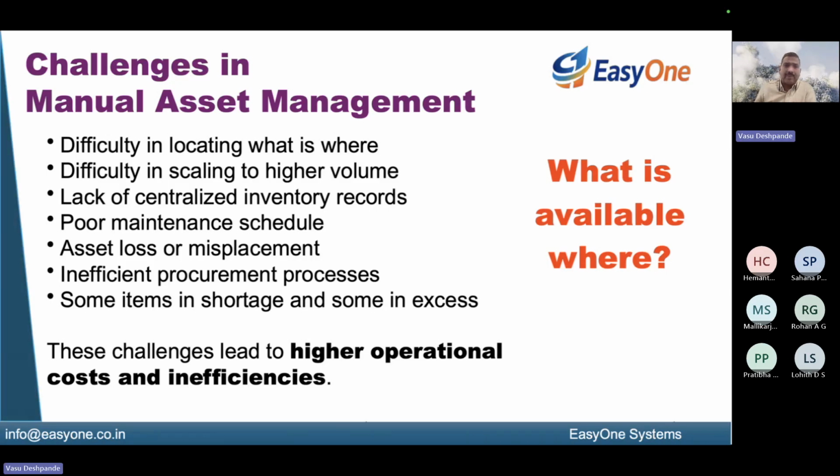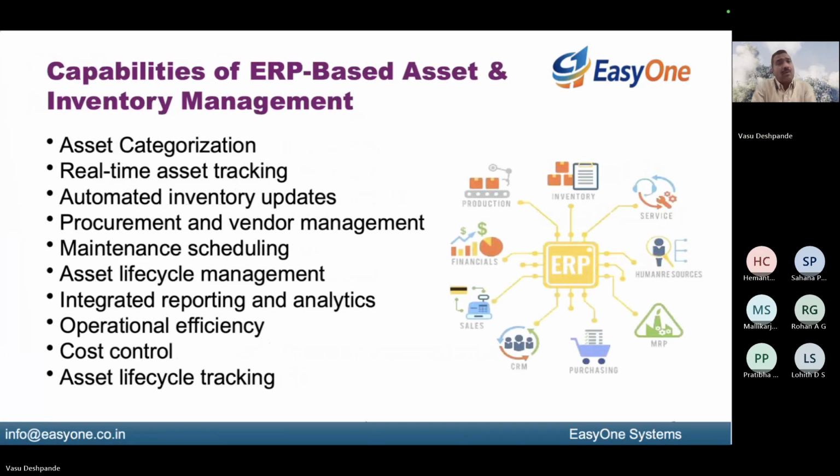So let's go in detail about what kind of facilities you can expect in an easy one kind of asset management system. The very first one is asset categorization. In the next slide, we will go in detail about what kind of categories you have in the assets. Because now everything is in the centralized database, you have got the real-time asset tracking.